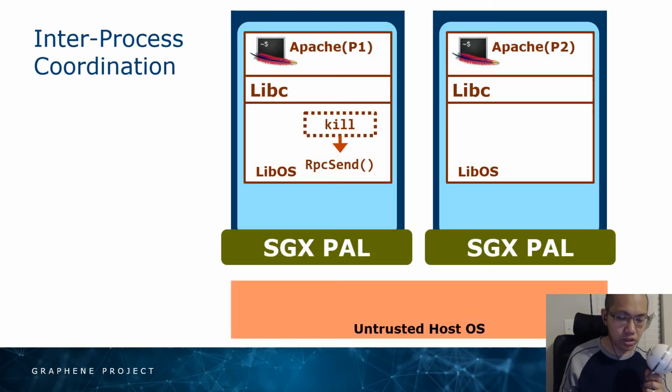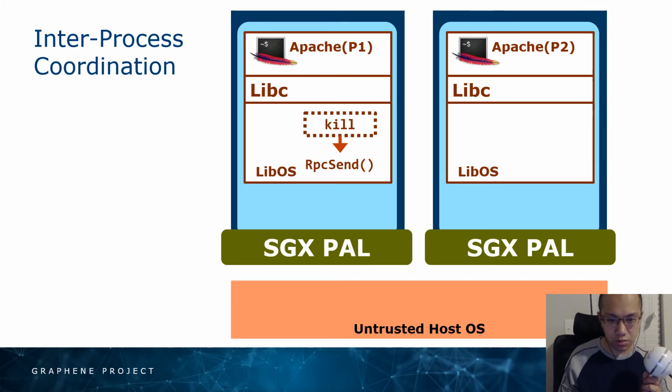Process coordination in the Graphene Lab process works as follows. Let's use the Apache web server as an example. The Apache web server has a multi-process mode. It can create one process and use signals to communicate with other processes. So think about, let's say P1 wants to send signals to P2.